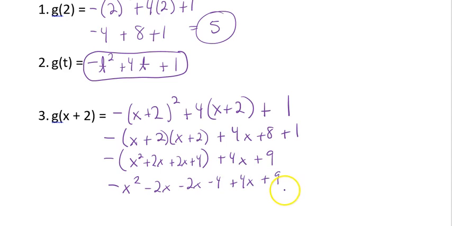And now I should be able to combine everything. So I have a negative x squared, a negative 2x, a negative 2x, and a positive 4x. So that would actually go away because I would have negative 4 and positive 4. And then I have a negative 4 and a positive 9, so plus 5. And so this would be my final answer.